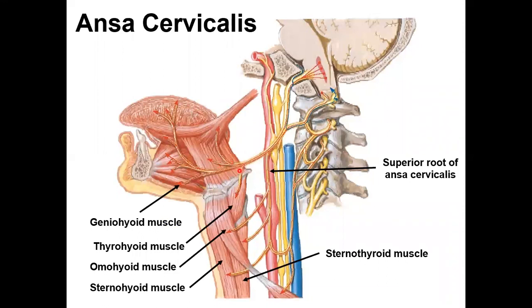Now you can see here, they've pointed out the nerve going to your geniohyoid muscle. Here's your nerve going to your thyrohyoid muscle. Nerve going to the superior belly of omohyoid. Nerve going to, I believe that's sternothyroid muscle right here. Nerve going to sternohyoid muscle, and then the nerve going to the inferior belly of omohyoid.